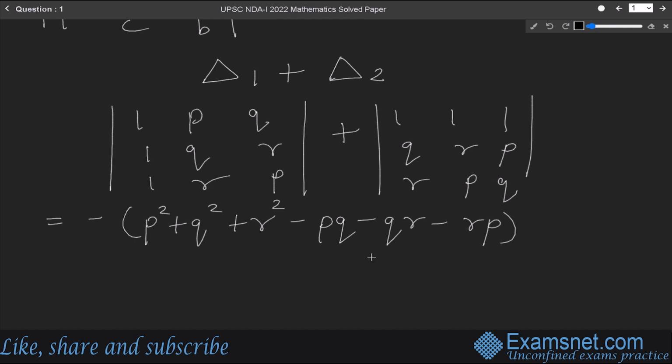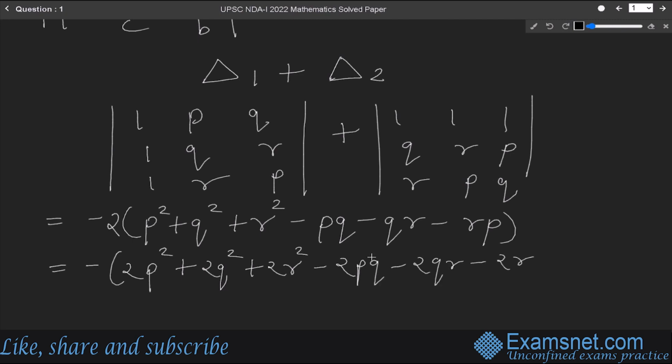Also, there is a rule that if we change the columns with rows or rows with columns, the answers will be equal. In delta 2, you can see that the columns are changed into rows. Means the columns of delta 1 are changed into rows in delta 2. Therefore, the value of delta 1 and delta 2 will be equal. So, I can write here 2. Now, further multiplying 2, we get 2p square plus 2q square plus 2r square minus 2pq minus 2qr minus 2rp.